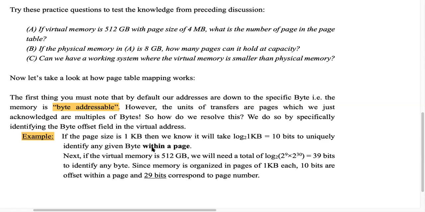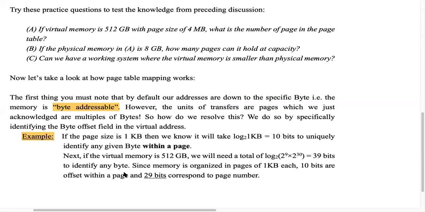10 bits will uniquely identify one byte within any page, right? So if virtual memory is 512 gigabytes, as in this example, how much is 512 gigs? 2 raised to the power 39, right? So we will need 39 bits to identify any byte. To locate any one byte out of 512 gigabytes, you will need 39 bits of address.